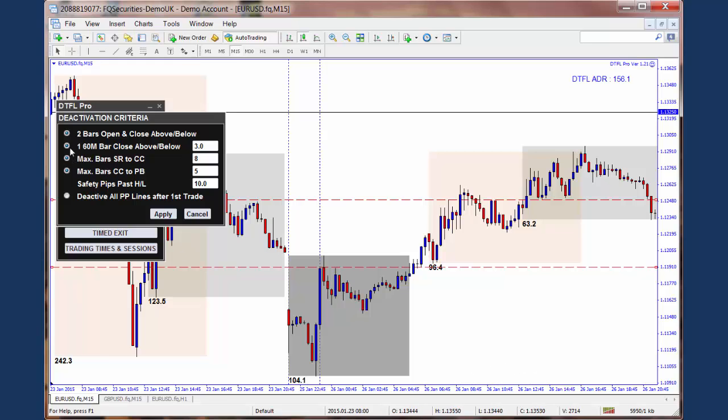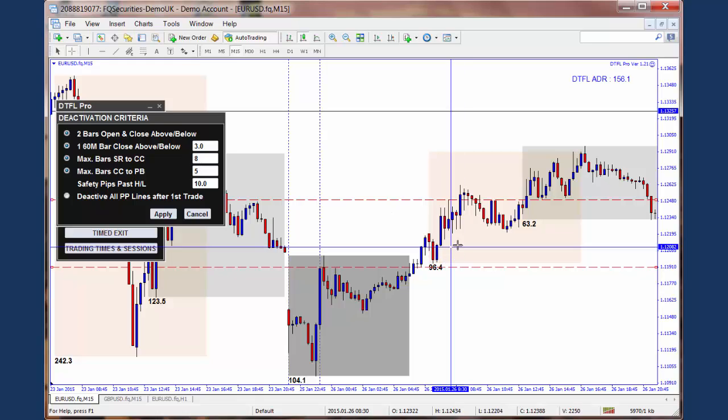The next way that a PP line can be deactivated is that you can set a maximum number of bars from a stop run to a confirming candle. The EA will look in this situation for a maximum of 8 bars after the stop run for the confirming candle. If after 8 bars a confirming candle has not occurred, then it will deactivate the line automatically. So let's take an example here.